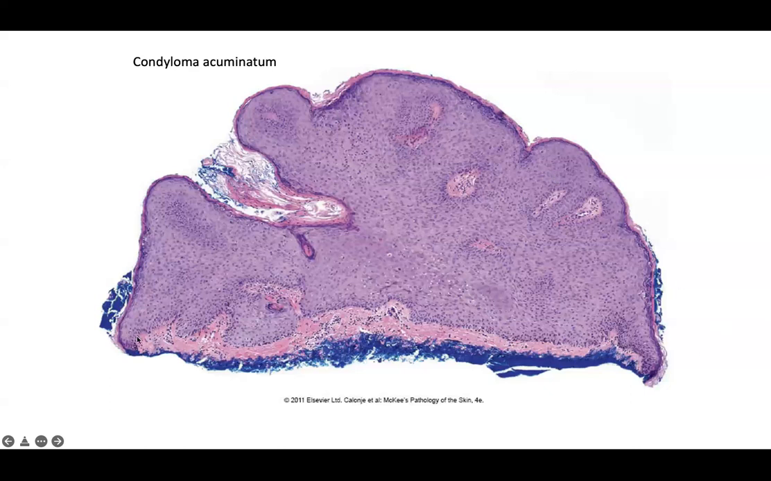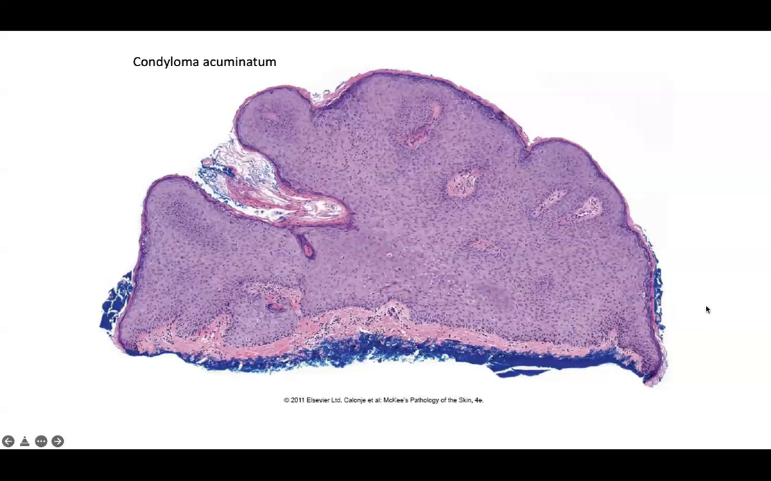And so Condyloma acuminata can be even more hyperplastic than this. It can be thicker. It can start to look a lot more like a verruca. So this is a really small one, clinically as well as pathologically. If you go here on the granular layer, you'll see some koilocytic changes as well.